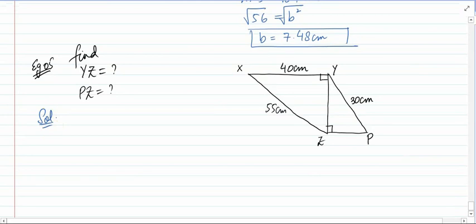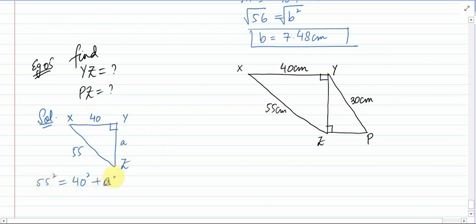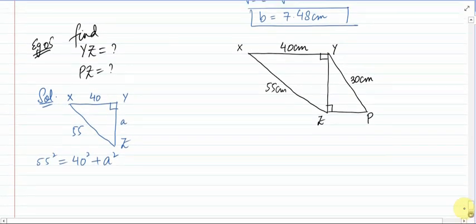At first I will plot a triangle XYZ so that it will be easy for me to explain it to you guys. So that point X, Y, Z. In this triangle I know that this length is 40 and this length is 55, so I can find the length YZ. I called it length A. Applying Pythagoras theorem in this triangle, it will be 55 squared equals 40 squared plus A squared, right?